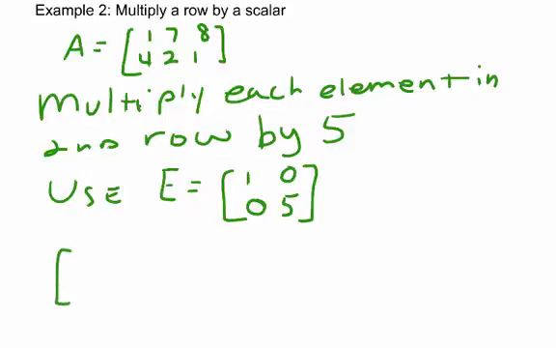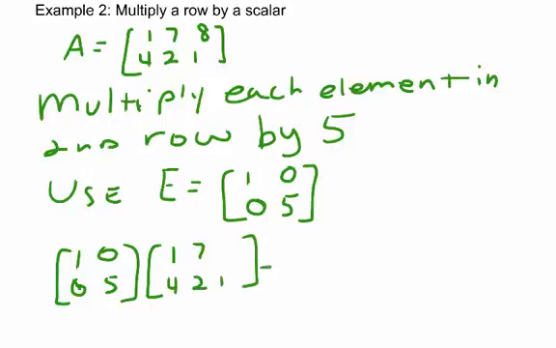So multiplying matrix E times matrix A, we have 1, 7, 8 in row 1, 20, 10, and 5 in row 2.